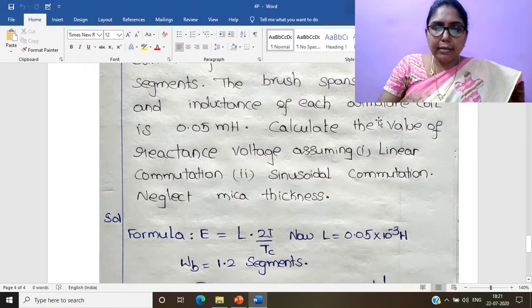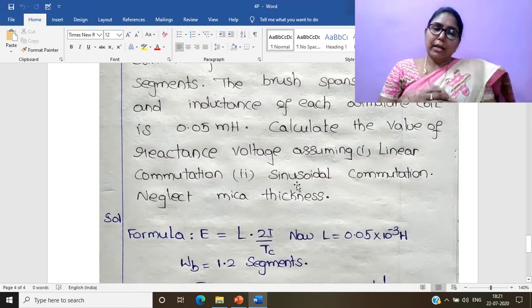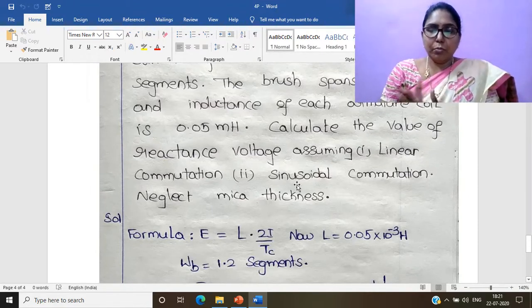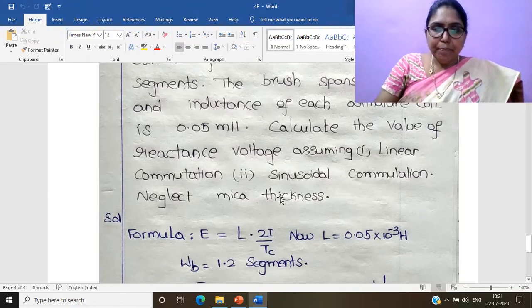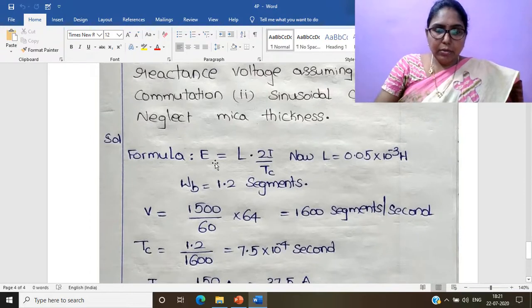Now we need to calculate the reactance voltage for both the conditions, linear commutation as well as sinusoidal commutation. We derived the formulas for both of the conditions, and we are going to substitute the given data into those. Now let me read this out.